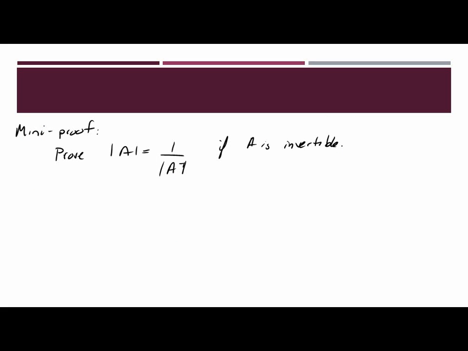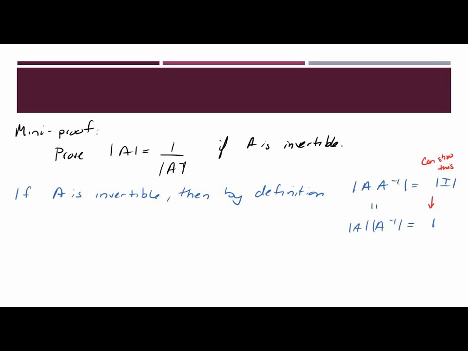So here's a mini proof. This is probably an exam 1 type proof. Prove that the determinant of A inverse is really 1 over the determinant of A, if A is an invertible matrix. How do you prove something like that? Well, if something's invertible, then by definition, A times A inverse is equal to I, right? So I just did that and slapped on the determinant symbols on both sides.